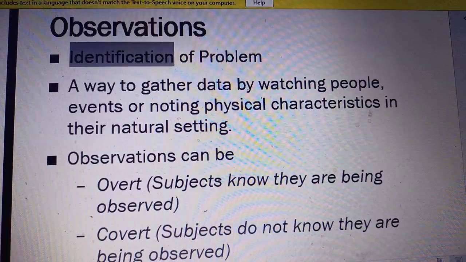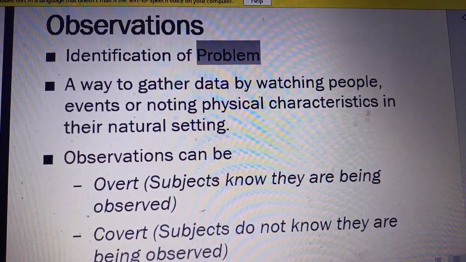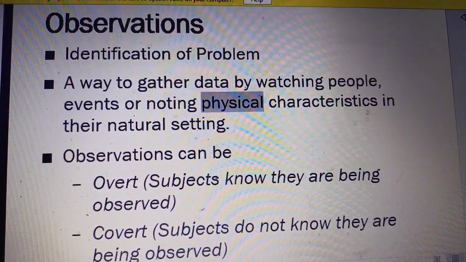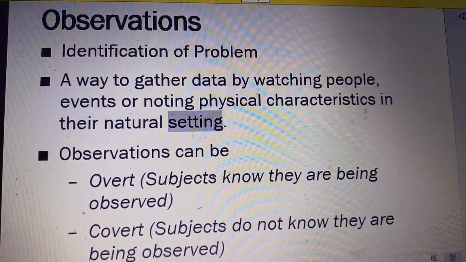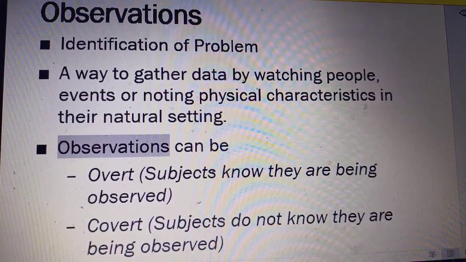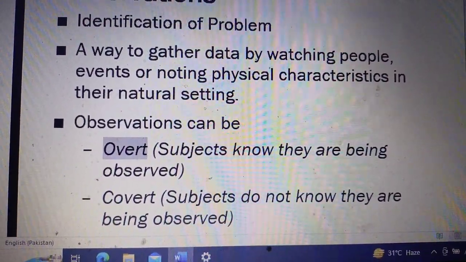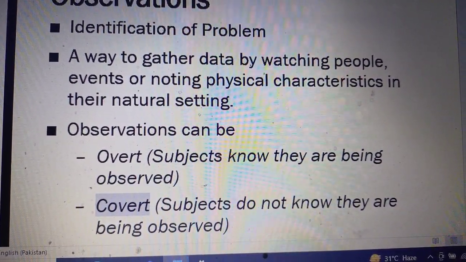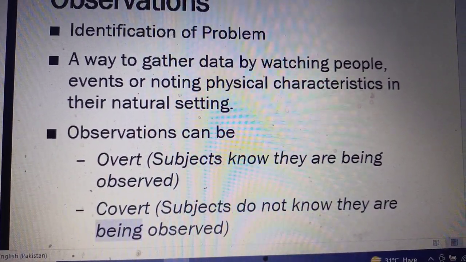Observations. Identification of problem. A way to gather data by watching people, events, or noting physical characteristics in their natural setting. Observations can be overt, where subjects know they are being observed, or covert, where subjects do not know they are being observed.